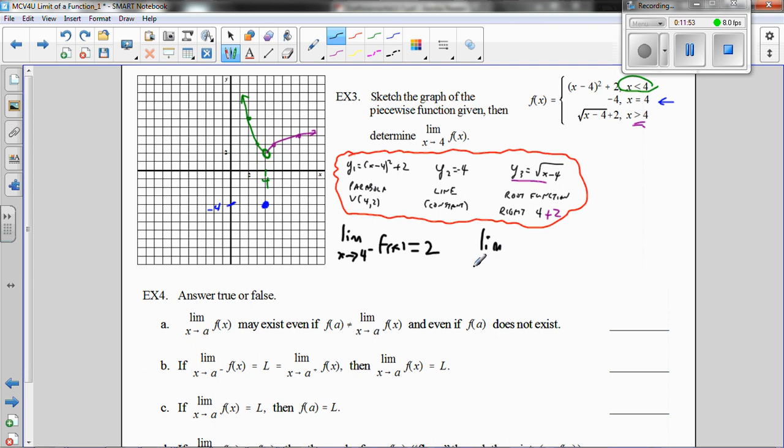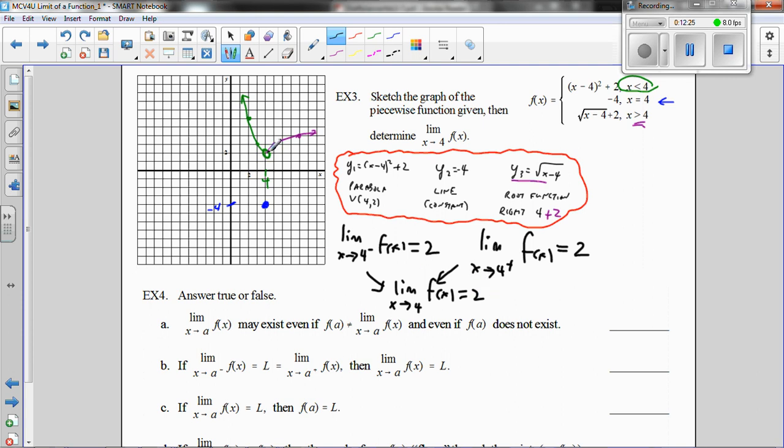But if I'm on the right of 4, then on the right of 4, I'm on the purple graph. And as x gets closer and closer to 4 from the right, I'm following the purple graph, and it's getting closer to 2. So what does this mean? The left-hand limit is equal to 2, and the right-hand limit is equal to 2. So that tells me this limit exists and is equal to 2.